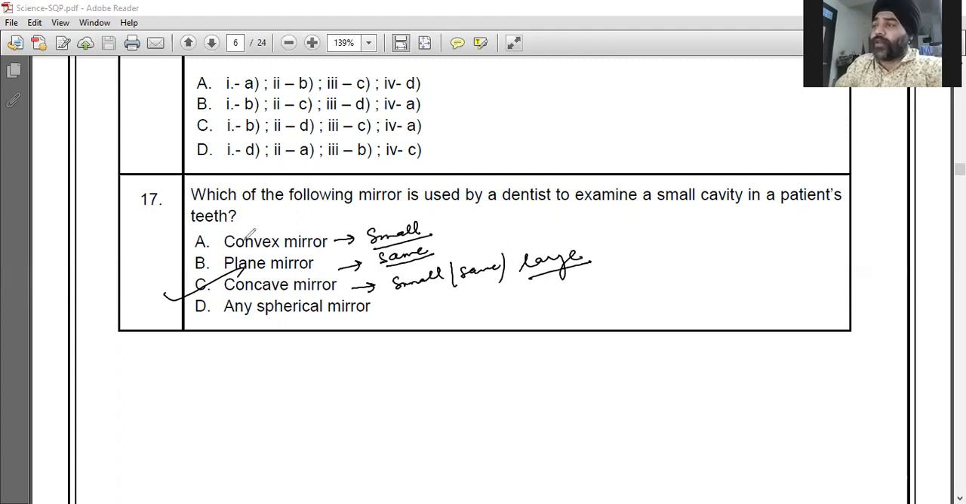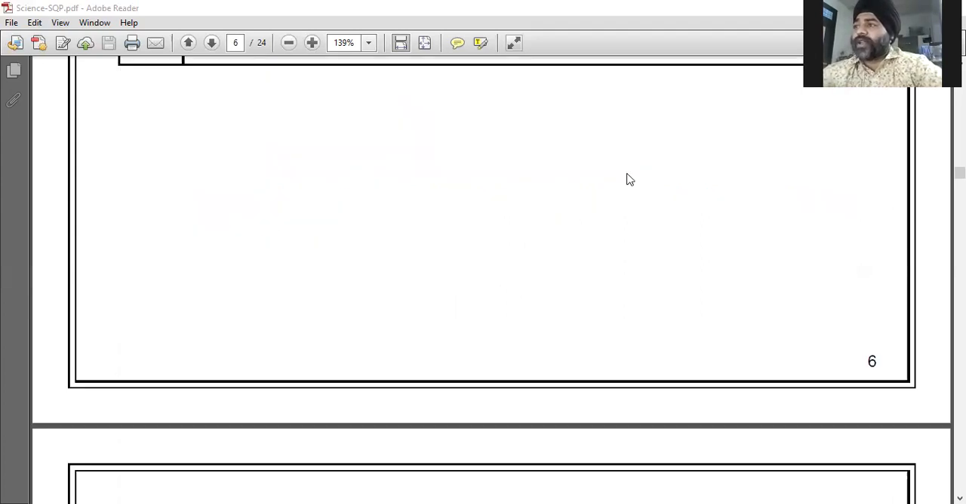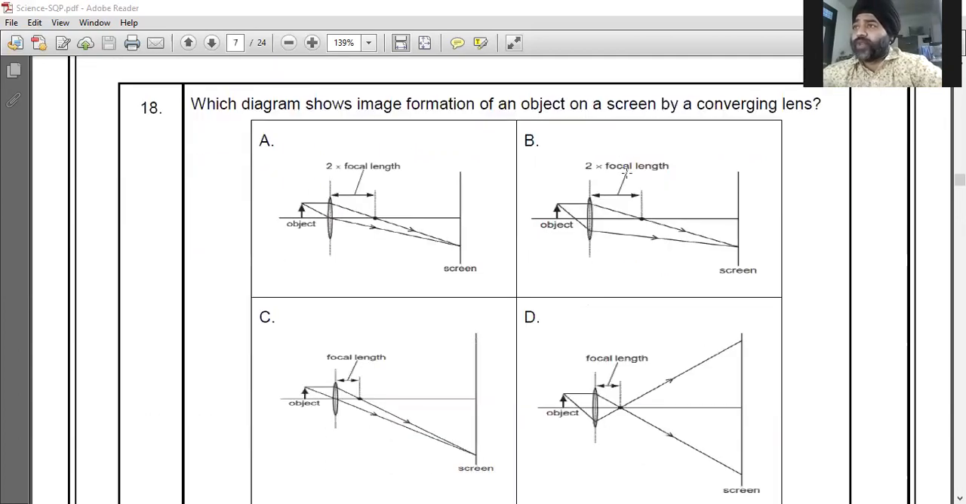Take care of this thing: convex mirror will always form small image, and plane mirror will always form same size of image. And concave mirror can produce the images of all sizes. This question can be asked in any other way also, so you have to take care. Now, which diagram shows image formation of an object on a screen by converging lens?